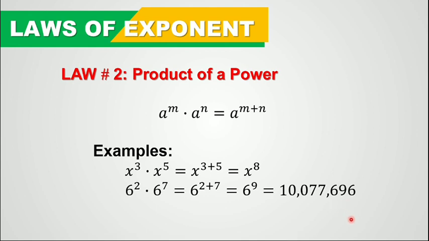So that is the second law of exponent. Again, you will just be simply copying the base and then adding their exponents. So you have to take note that their base should be the same. That is the only time that you can add their exponents, if their bases are the same.